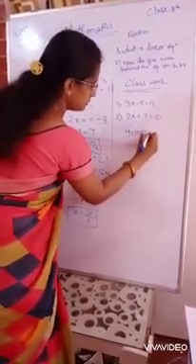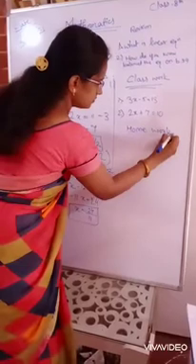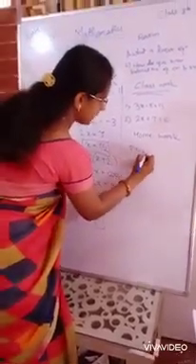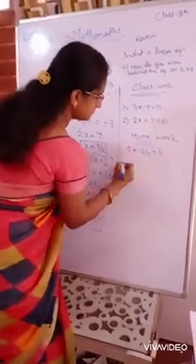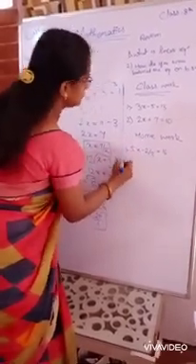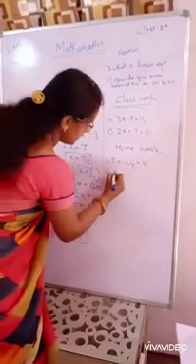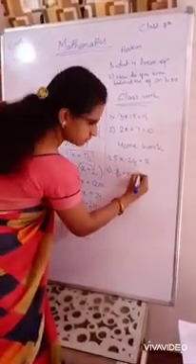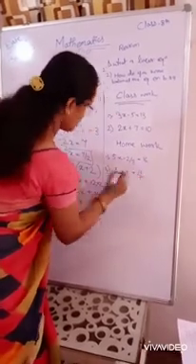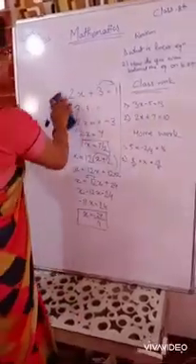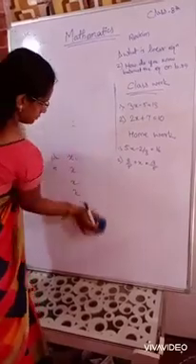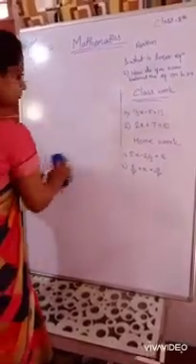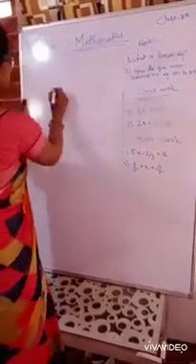And homework is 5x minus 2 by 3 equals 16. 3 by 5 plus x equals 5. We solve this type of question.